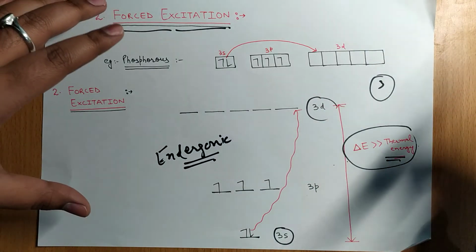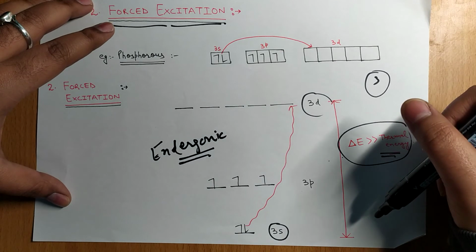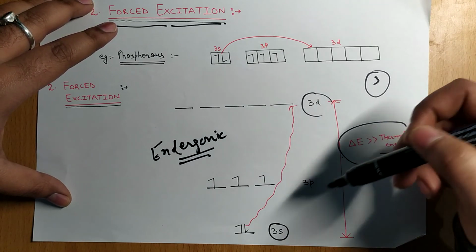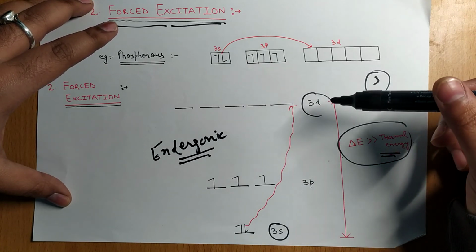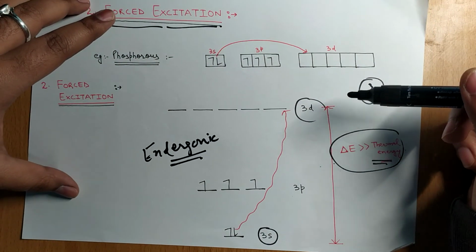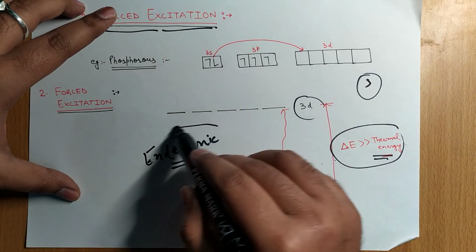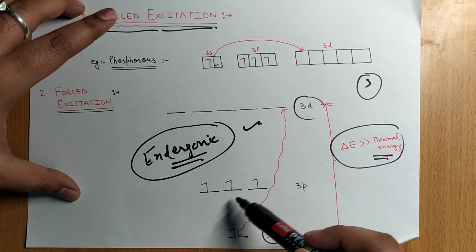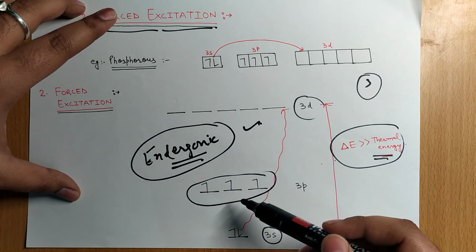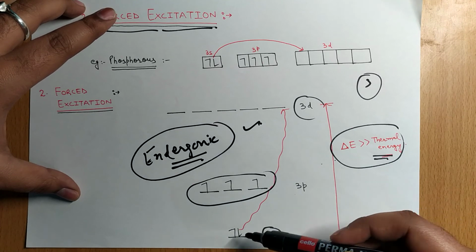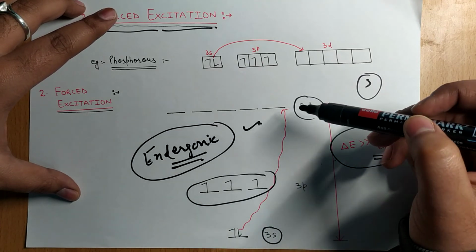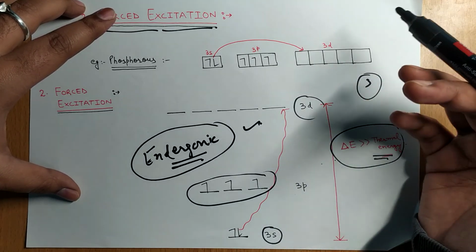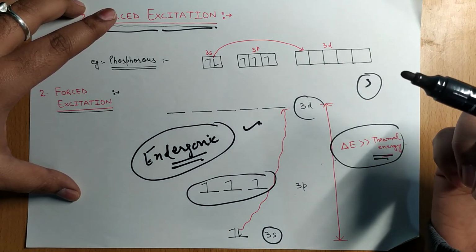But in phosphorus, the delta E gap between the low-energy orbital and the high-energy orbital is so high that even if thermal energy is given, the electron will not excite into the higher energy orbital. Therefore, external energy is required for the excitation. Therefore, these processes are known as endergonic processes. And when it is not excited, look at its covalency: there are 3 unpaired electrons, so its covalency will be 3. But as soon as the 3s electron is excited into the 3d orbital, we will have 5 unpaired electrons, which results in its pentavalent state.